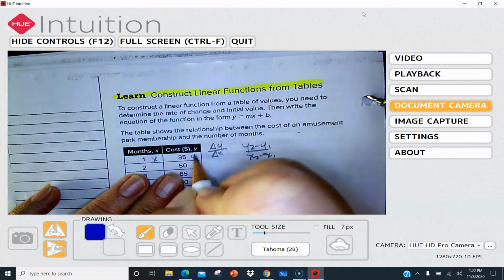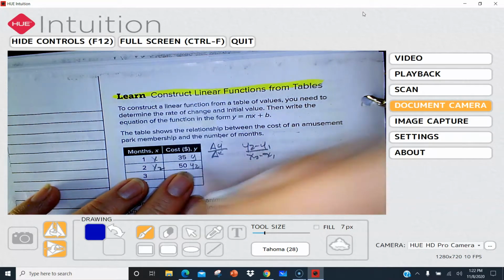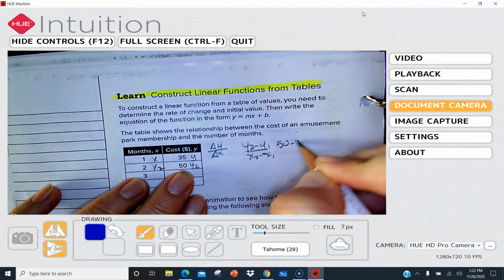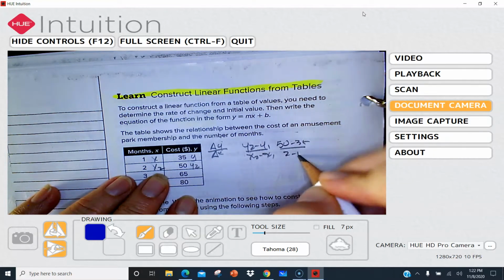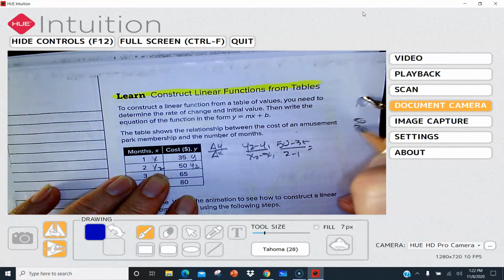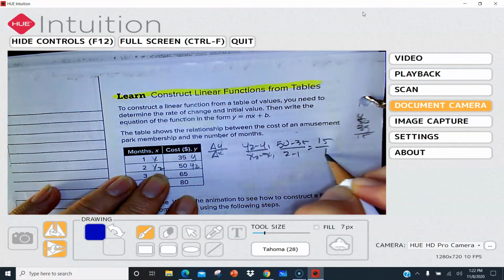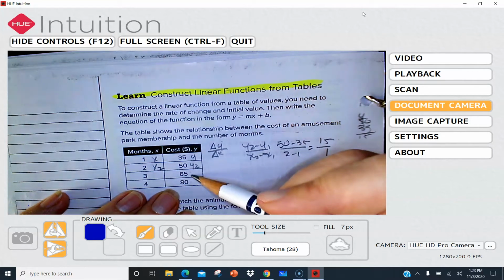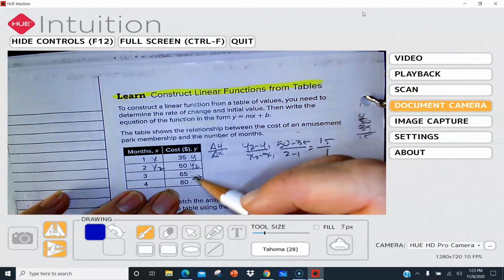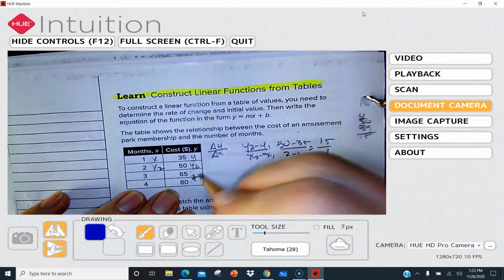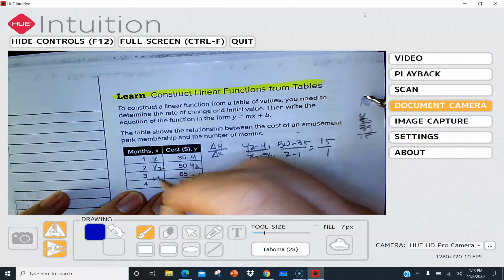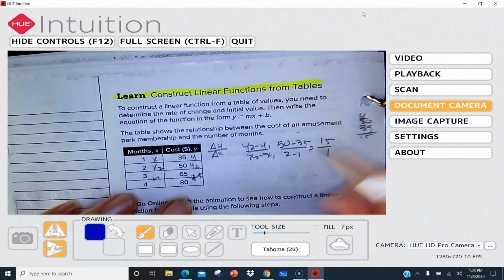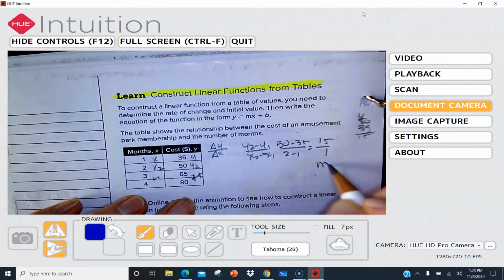This is x, that's y, this is x sub 2, this is y sub 2. Okay, here we go. So 50 minus 35 over 2 minus 1, and 50 minus 35, if I count back, it should be 15. Okay, 15 over 1. And make sure these two guys here, this is plus 15, right? This is plus 1. So it's 15 over 1. I agree, I got it in two different spots. So my m is going to be 15.